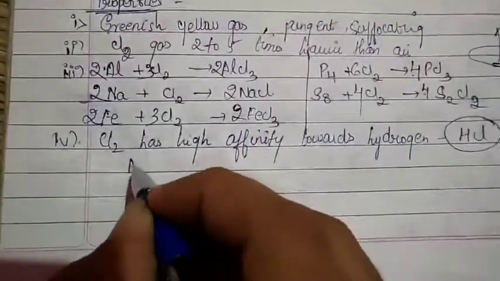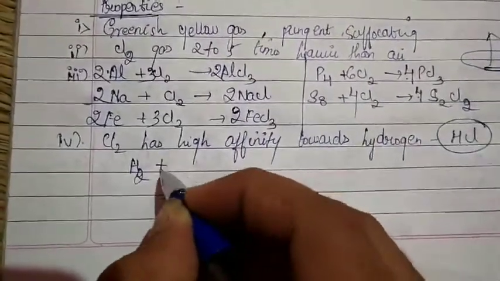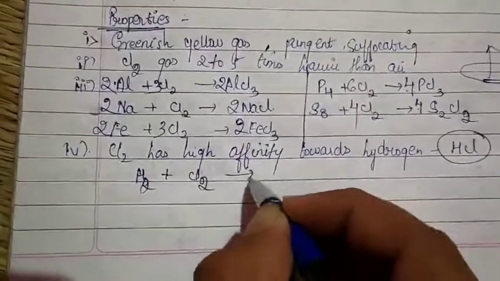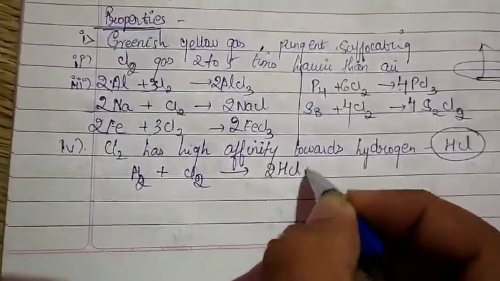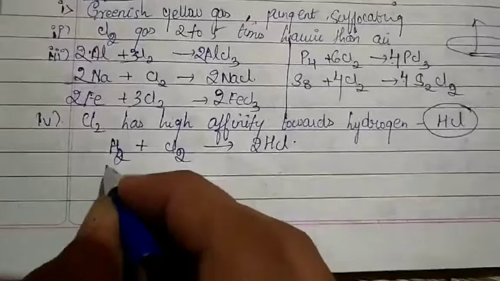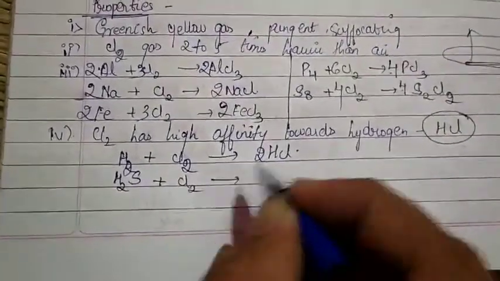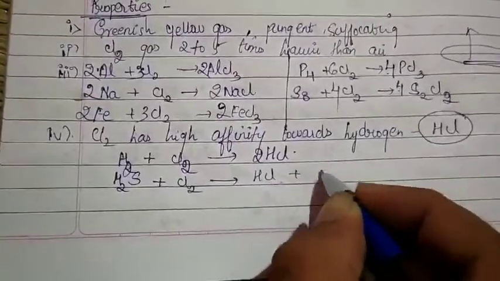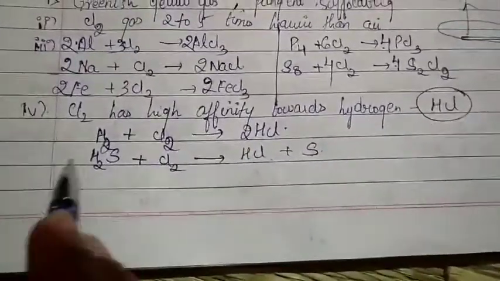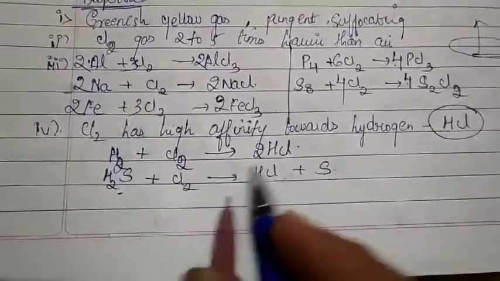The important reactions we can just see directly first. When you have hydrogen in the presence of chlorine, of course you are going to get 2HCl. Similarly, hydrogen sulfide with chlorine, you are going to get HCl plus sulfur. When you balance this, H2S, 2Cl, so 2HCl.